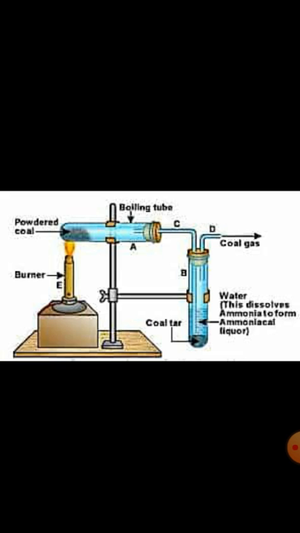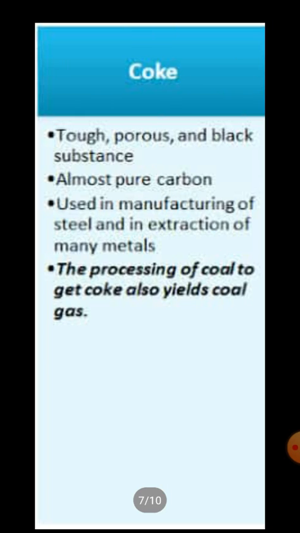First, we will be learning about coke. Coke is a tough, porous, and black substance. It is the purest form of carbon, having almost about 98% of carbon. It is used in the manufacture of steel and also in the extraction of metals.